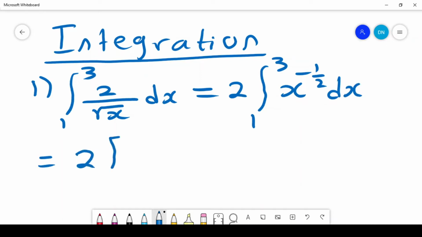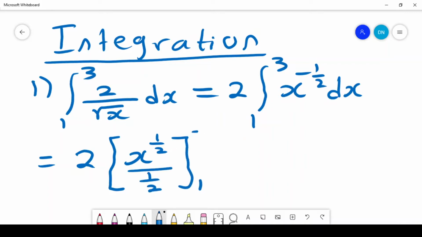And the integral rule says, what do I do to the power? I increase the power by 1. So negative a half plus 1 is a half. So it is x raised to power half. And then I divide by a half. And then I put the limits of integration. And you've seen that I've not put in the constants of integration because I did not see the need to do so. And this automatically becomes a half.